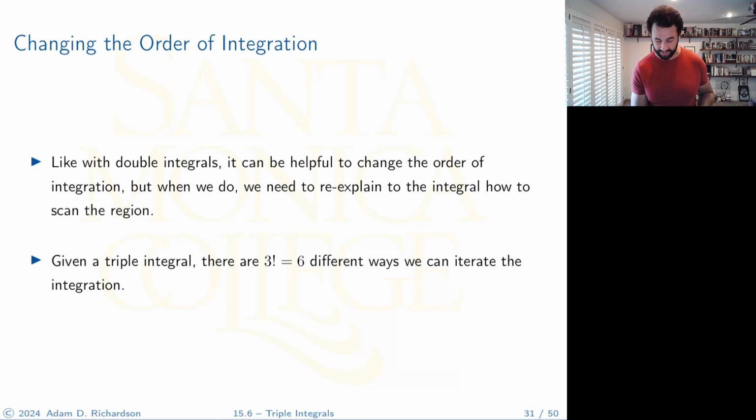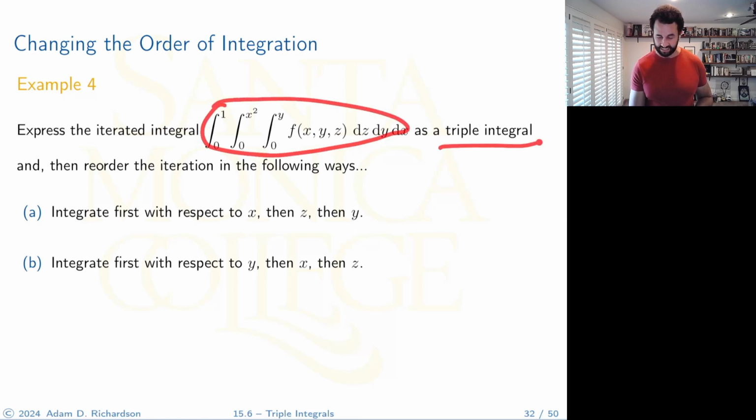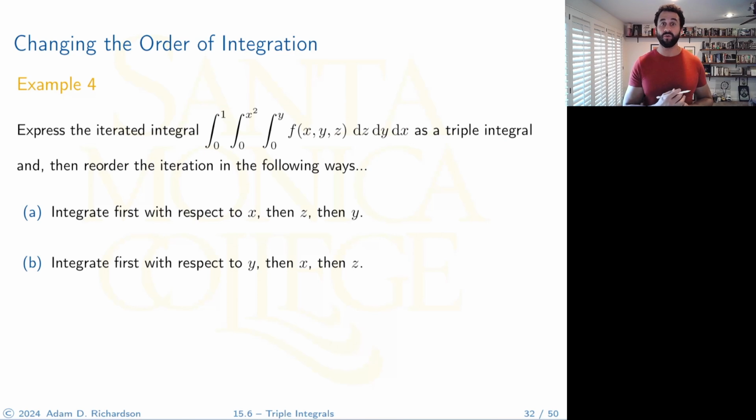For a triple integral, there's actually 3 factorial or 6 different ways that you can iterate the integration. And we're going to practice switching it for just 2 ways right now. Here we go. So here is an iterated integral, a triple integral, right? And so what I want you to try is I want you to first express this iterated integral as a single triple integral, and then try to reorder the iterated integration in these 2 different ways. First, integrate with respect to x, then z, then y. And then part B, integrate with respect to y, then x, then z.